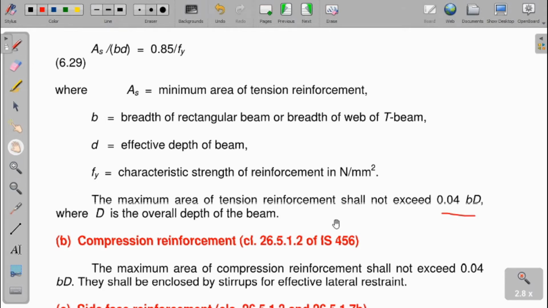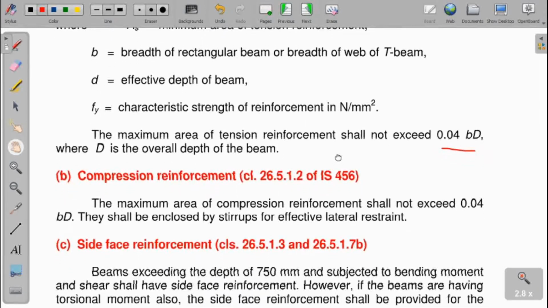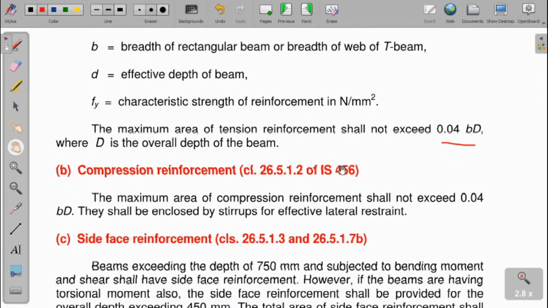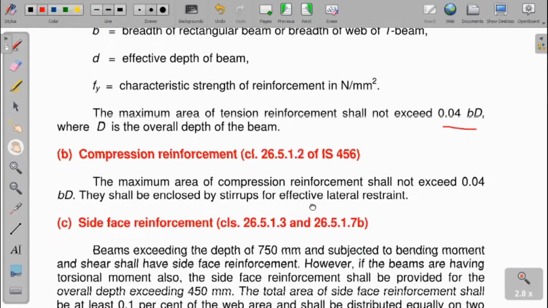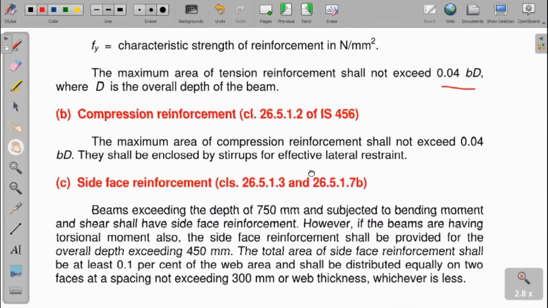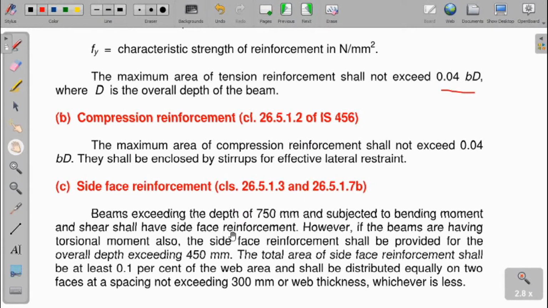Then we have to check the compression reinforcement. Because if MT is more than MU, we are providing compression reinforcement, so you have to check that it is satisfying the criteria. What is that criteria? The maximum value shall not exceed 0.04% of the cross section area. Then in addition to that, we have to provide side face reinforcement when the depth is more than 750 mm.